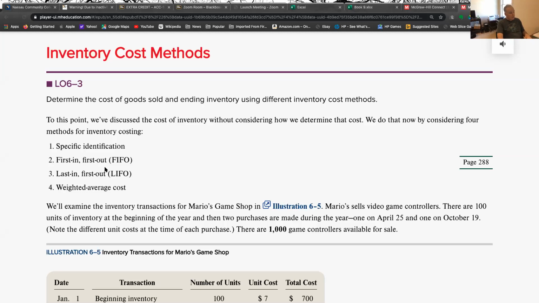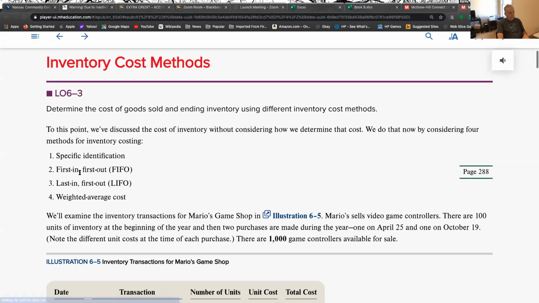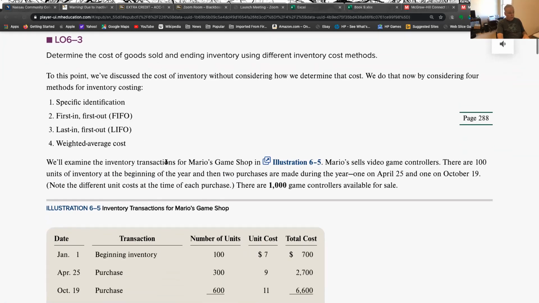If I had to say which one is used the most, it's first in, first out. And I think somewhere in here, they may even show you a graph or a pie chart that shows you how many companies use each method, right? First in, first out is the most widely used, then last in, first out, then average cost, and then specific identification last, right? No one really uses that.